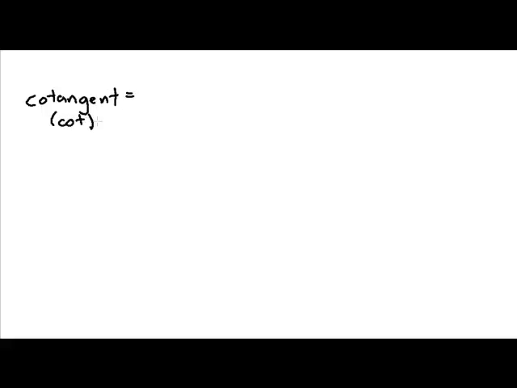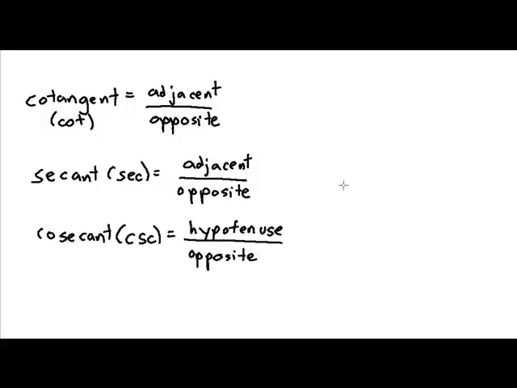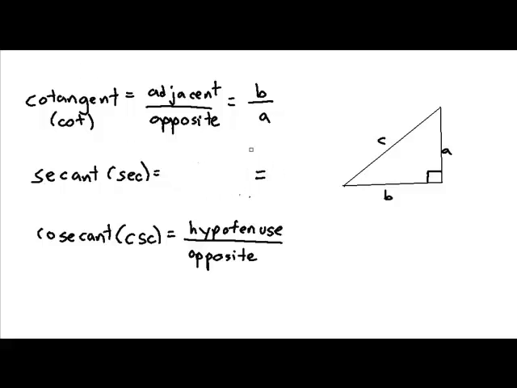Cotangent equals adjacent over opposite, secant equals adjacent over opposite, cosecant equals hypotenuse over opposite. Secant equals hypotenuse over adjacent.